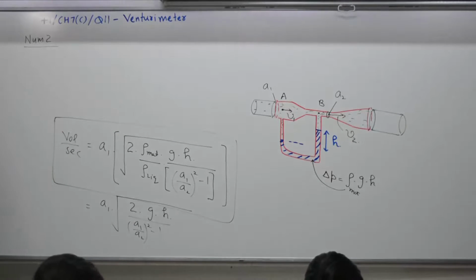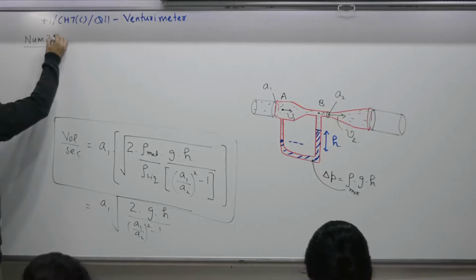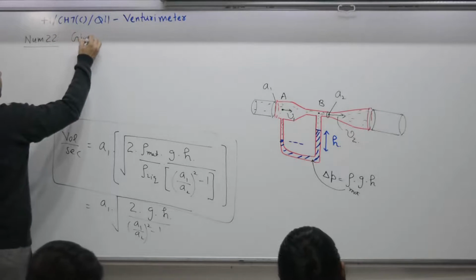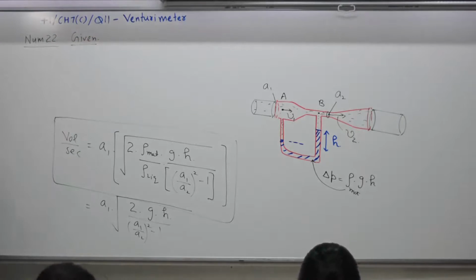Refer to numerical number 22. Write what is given, what is required. A venturimeter is 37.5 centimeter diameter in mains and 15 centimeter diameter in throat. The difference between the pressure of water in the mains and the throat is 23 centimeter of mercury. Find the discharge in liters per minute. Specific gravity of mercury is 13.56.